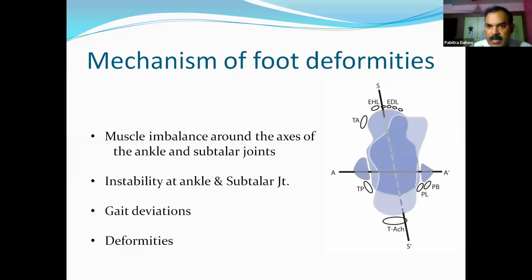When the tibialis anterior should contract, at that time the tibialis posterior will contract. If they do not work in a phasic manner, then a biomechanical abnormality occurs that leads to instability of the ankle and subtalar joint, and that leads to gait deviation. And when that gait deviation persists for a long period without any treatment, without trying to stabilize those joints, that leads to establishment of deformity. That is the whole biomechanics of the establishment of a spastic foot deformity in different types of spastic conditions. Most common is cerebral palsy.